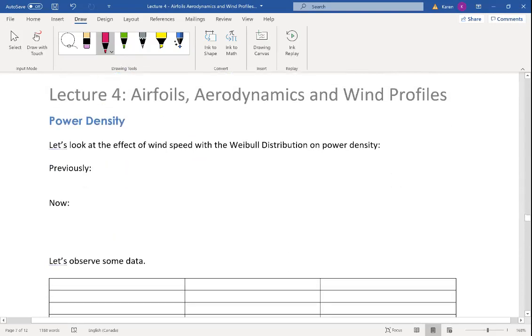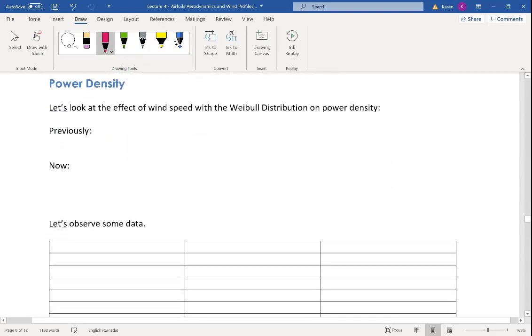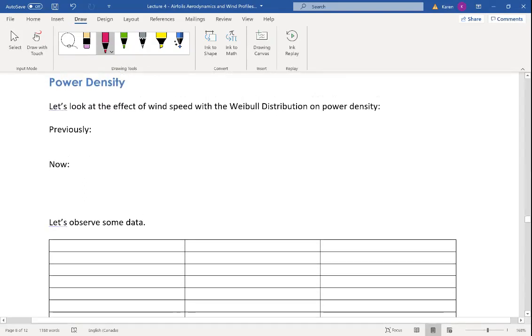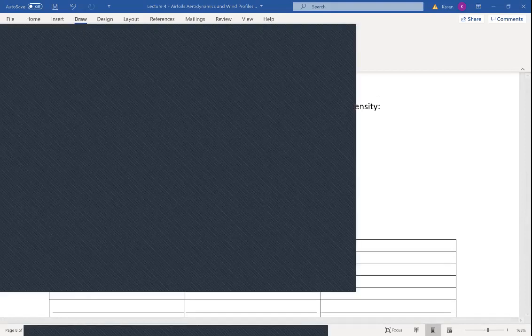All right, so in the next video, I'll talk about how that affects power density, because power density only had a velocity v in it, but now you know velocity v changes over time as governed by a Weibull distribution.